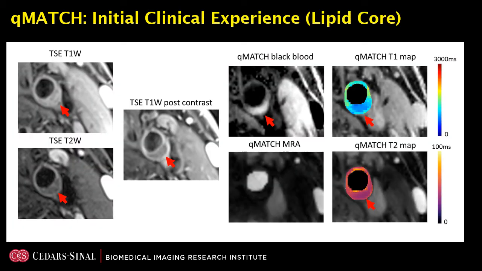So this is an example of QMesh data in a patient with a potential lipid core in the carotid arteries. The conventional T1 weighted post-contrast images showed a typical lipid core appearance surrounded by enhancing fibrous tissue. The QMesh T1 map showed a decreased T1 at around 900 milliseconds and also decreased T2 at around 35 milliseconds.